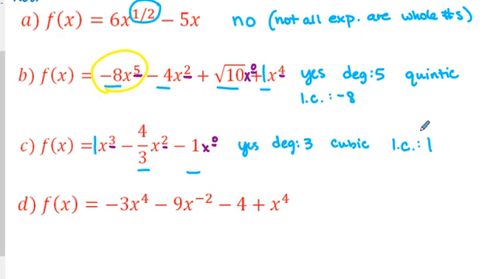Okay, part D. Let's look at the exponents. 4 is a whole number, but -2 is not a whole number. So we can stop right there and say no, this is not a polynomial function because not all exponents are whole numbers.